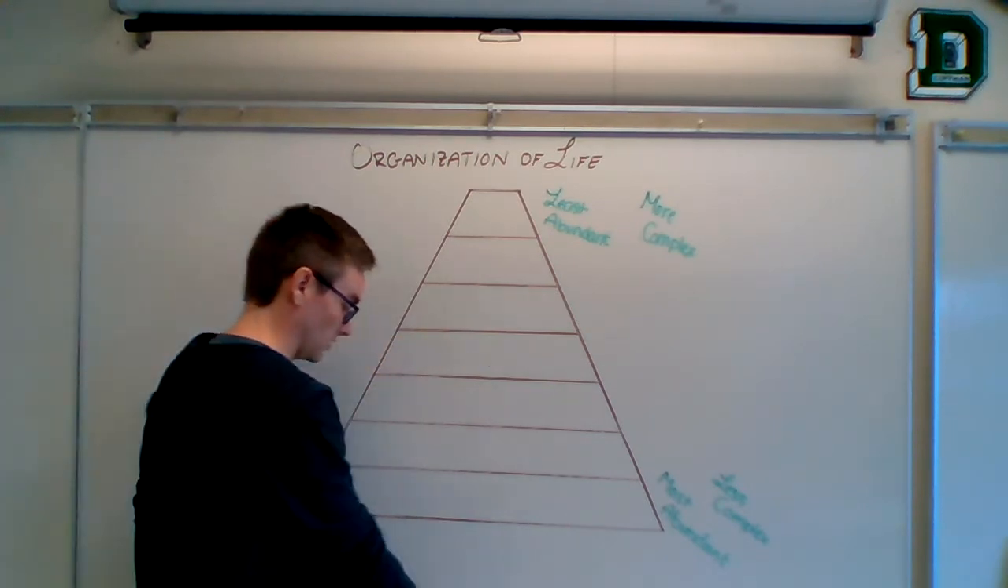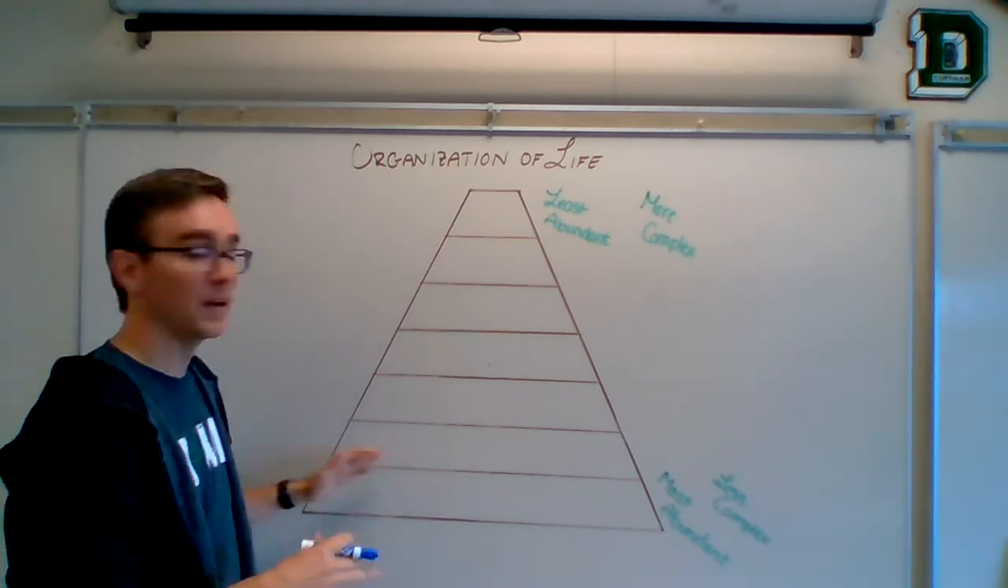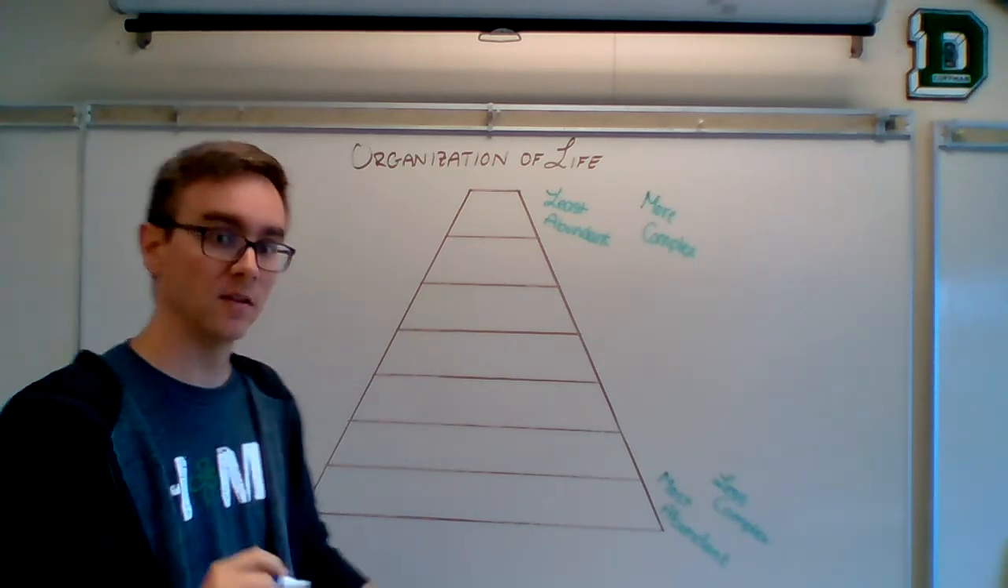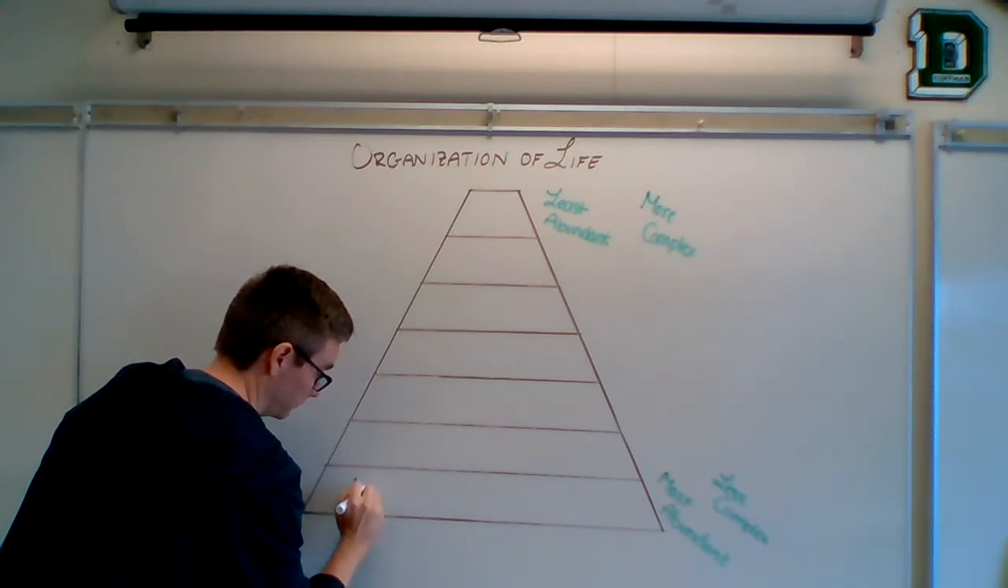All right. So let's start with the very simple one. Let's start at the very bottom here. It is the most abundant thing in the universe. It is the simple property of all things, and those are atoms.